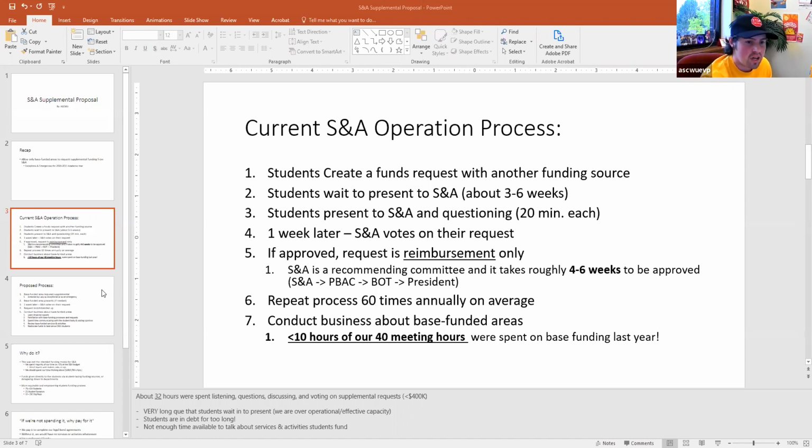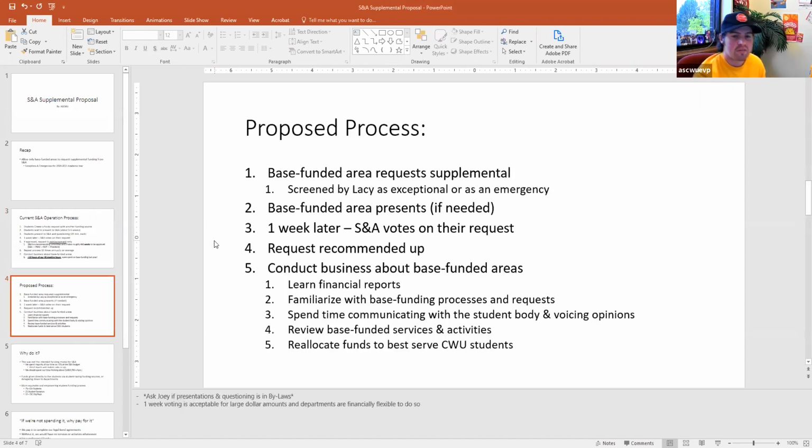And now moving on to our proposed process. I'll just do the proposed process, and then I pretty much have all the justifications on the next slide. The first step: base funded areas request supplemental funding. This year specifically, it would be screened by Lacey as either exceptional or an emergency. And then step 2 would be our base funded areas present if needed.